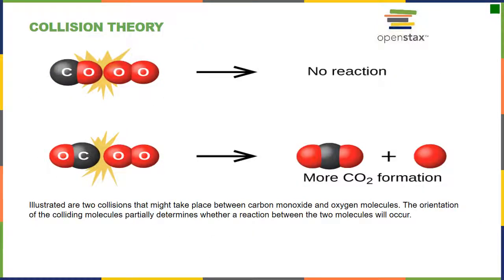So again, if we have CO reacting with O2 and we want some carbon dioxide, we have to have the carbon hit the oxygen, because if the three oxygens hit, that's just going to give us ozone, which is not what we want. So the orientation of the colliding molecules partially determines whether the reaction will occur.